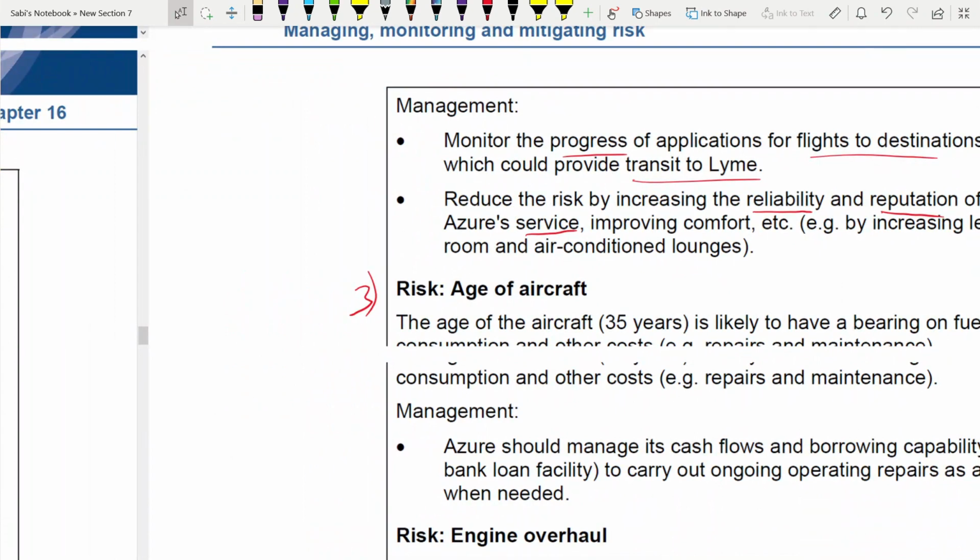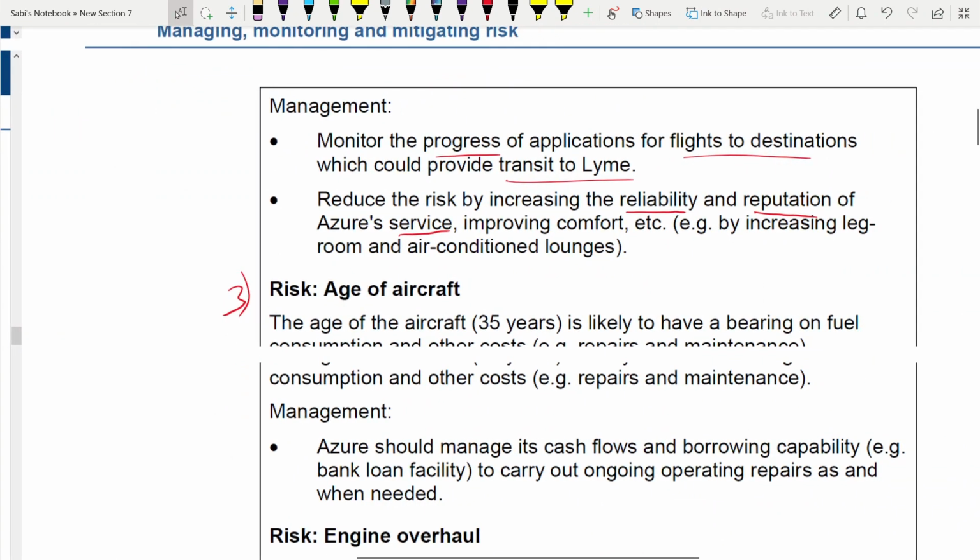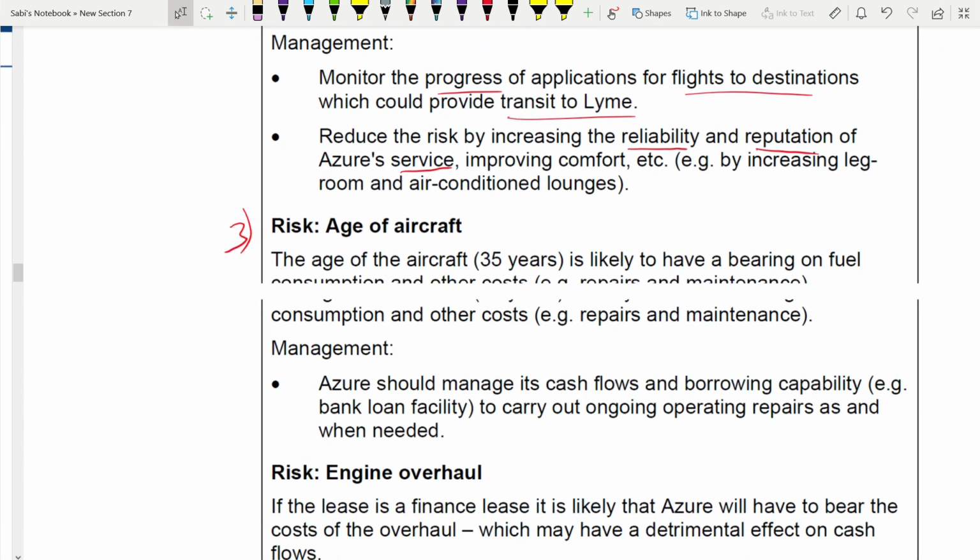Risk, age of the aircraft. This will help you to answer your questions better, and not only for this question, for any question, that is the pattern in SBL especially. So if you see, go by the age, what does it say? It's old, right? It's very old.